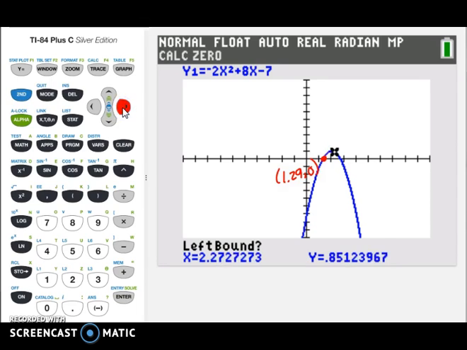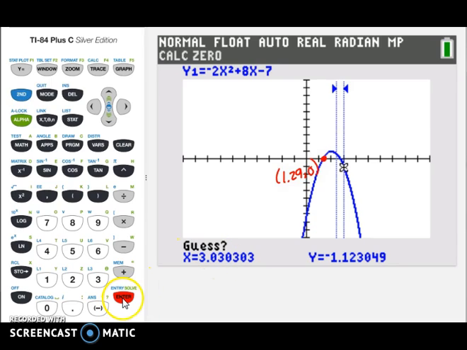And then once he's in a good spot, okay, that's good. Go back. Okay, so once it's a little bit above, you're going to hit enter. And now it says right bound, so we're going to go a little bit below the 0. So we're going to go to the right. Okay, and we're going to hit enter. And then it's going to say guess, and we're going to hit enter again.